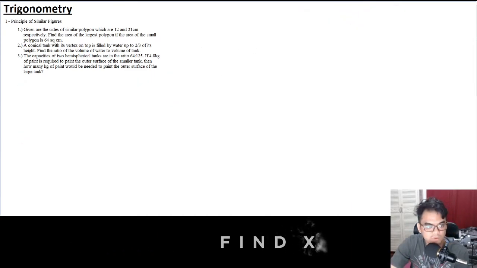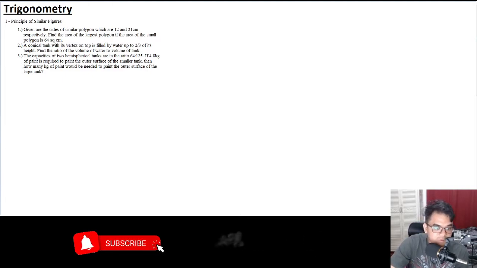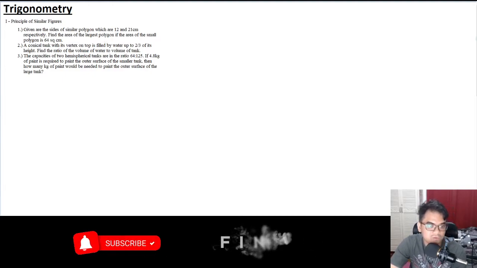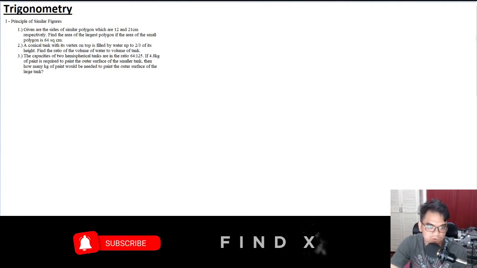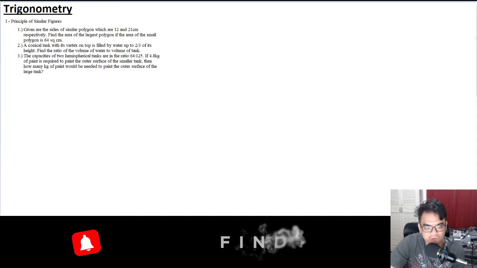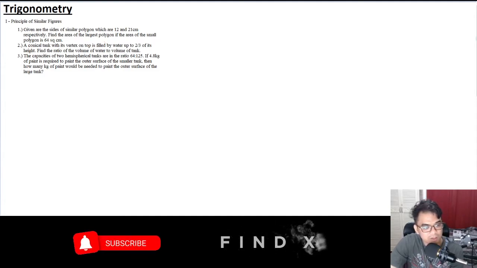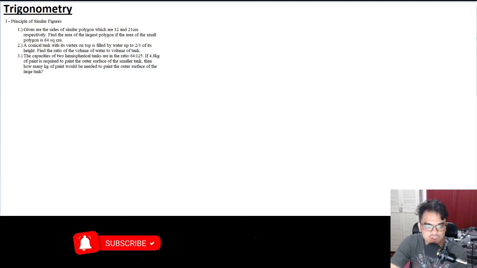Okay, so for our last problem, we have two hemispherical tanks whose capacities are in the ratio of 64 to 125. If 4.8 kilograms of paint is required to paint the outer surface of the smaller tank, then how many kilograms of paint should be needed to paint the outer surface of the larger tank?